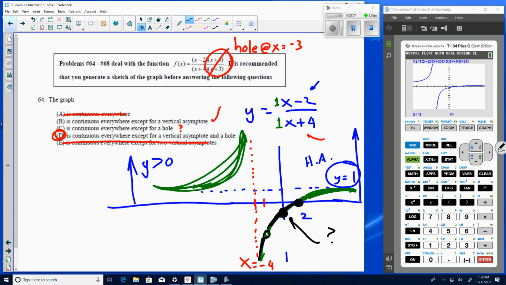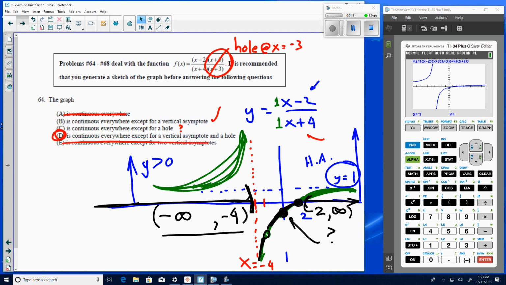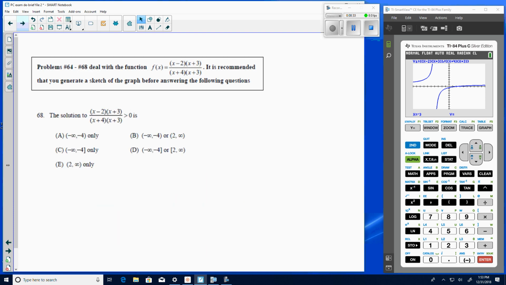Here, we actually have y equal to 0. We want all the x's from negative infinity out to negative 4. That takes care of this section in here. And then all the x's from 2, not including 2, out to positive infinity. That takes care of those. So the answer to that one was choice D, right? Or sorry, B: negative infinity to negative 4, or positive 2 to positive infinity.